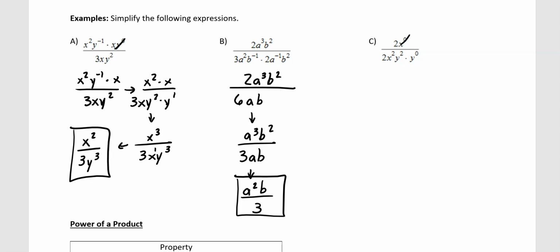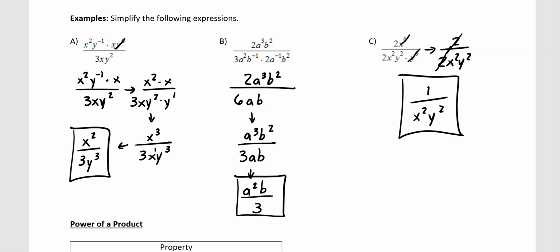Well, I see x to the 0 right away. I see y to the 0 right away. Those are both just 1. And then that'll give me 2 over 2x squared y squared. The 2's divide out. So I'd be left with 1 over x squared y squared. And that's all I can do here. 1 over x squared y squared is all I can do.